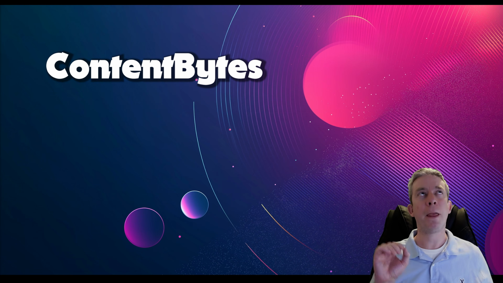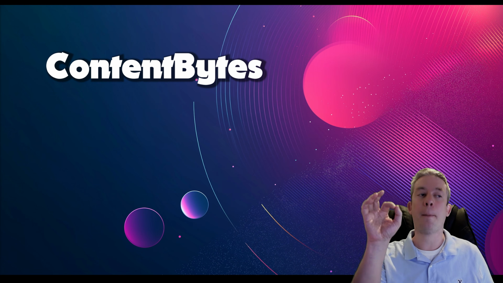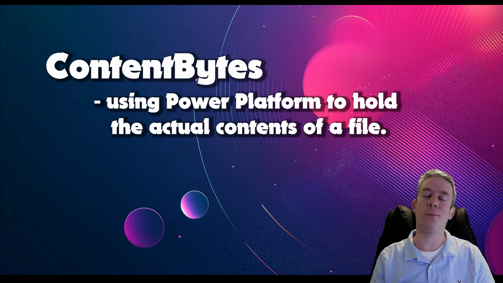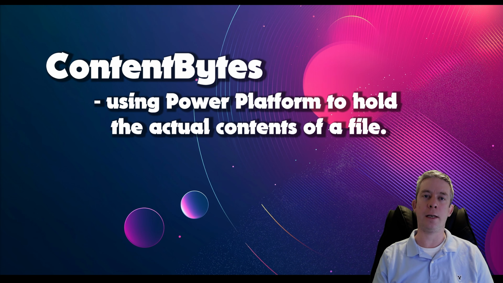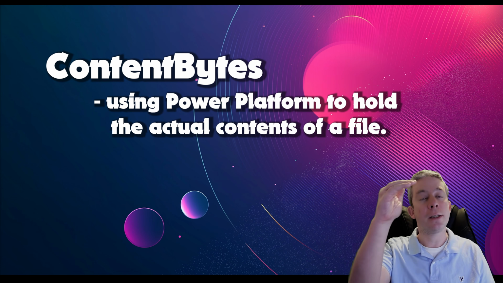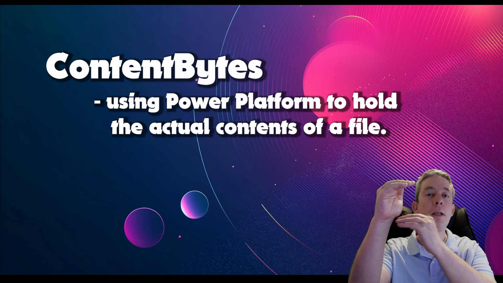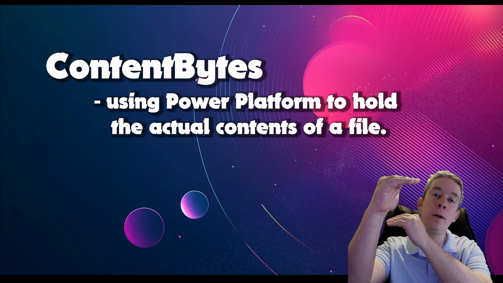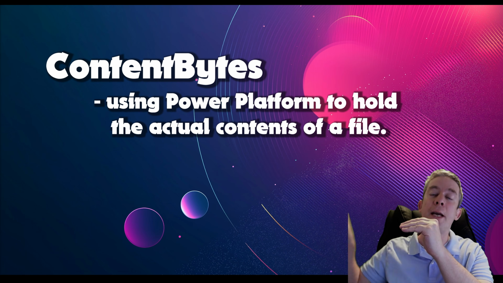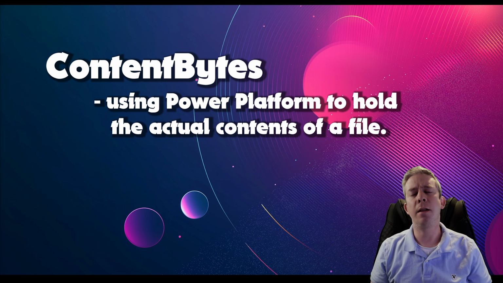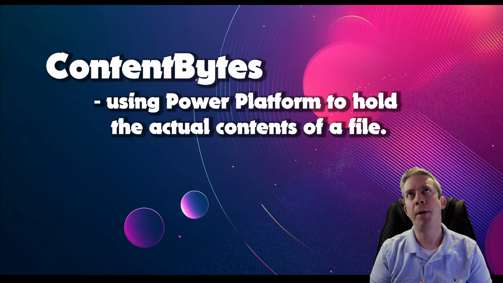Then you have things like content bytes. Inside Power Platform, you need content bytes. And this is just a way to label your Base64 content. In every file, there is the name of the file and then the content bytes. So you have the name, content bytes with the Base64 format there. And that's just how Power Platform understands the content of the actual file.